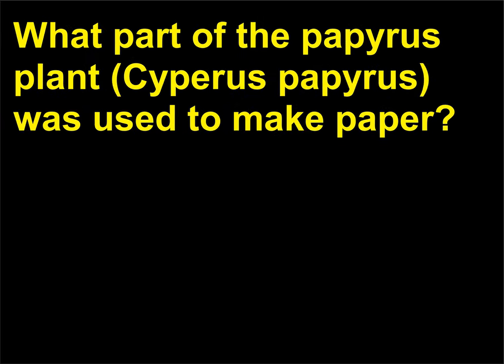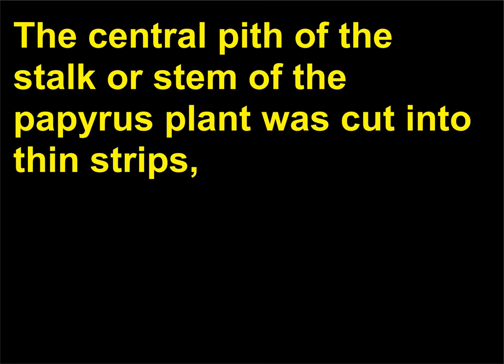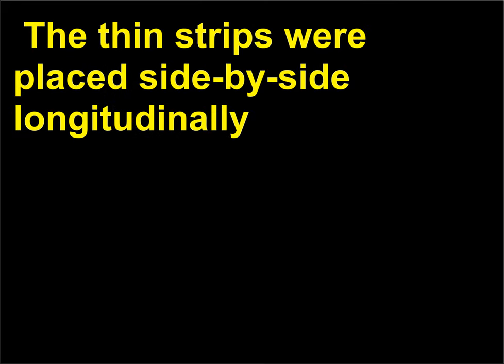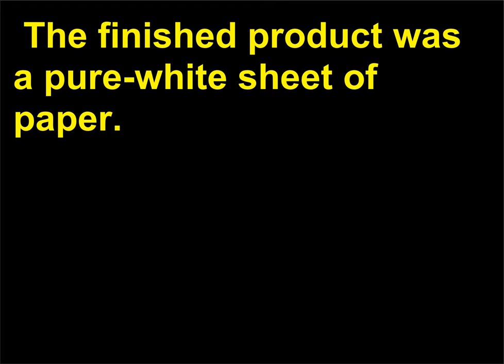What part of the papyrus plant, Cyperus papyrus, was used to make paper? The central pith of the stalk or stem of the papyrus plant was cut into thin strips, pressed together, and dried to form a smooth writing surface. The thin strips were placed side by side longitudinally and crossed at right angles with another set of strips. The finished product was a pure white sheet of paper.